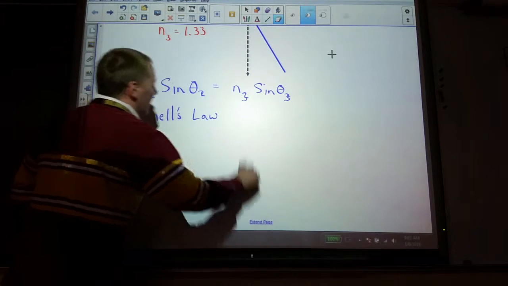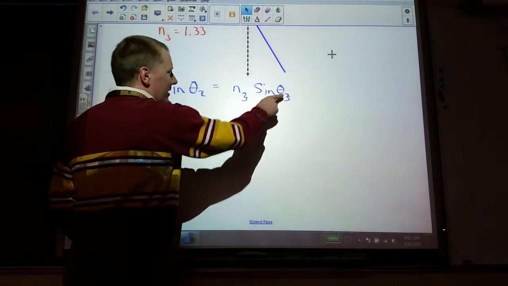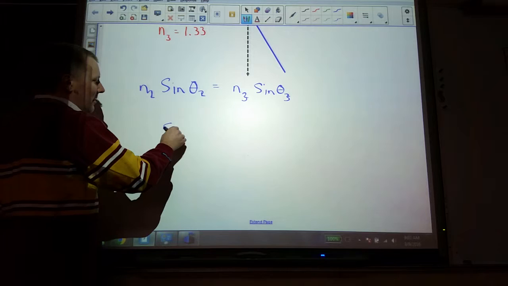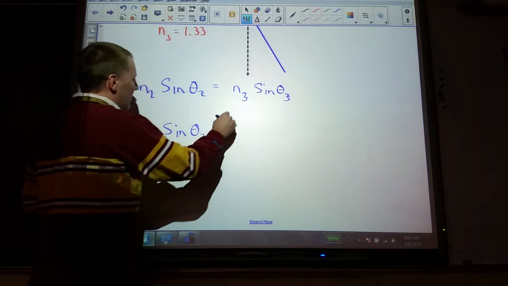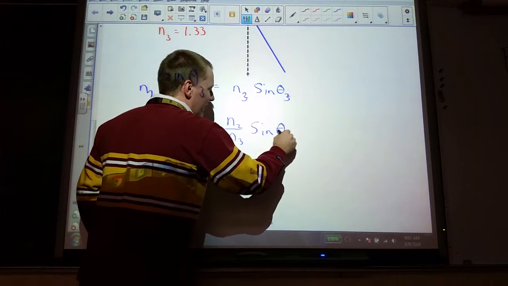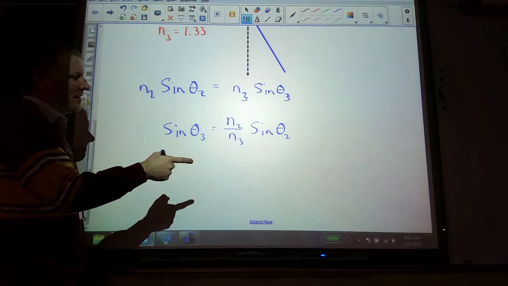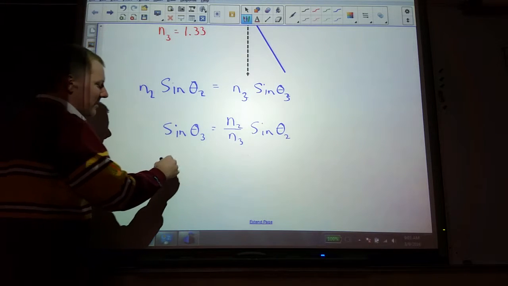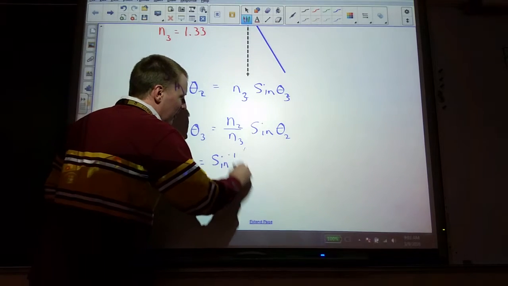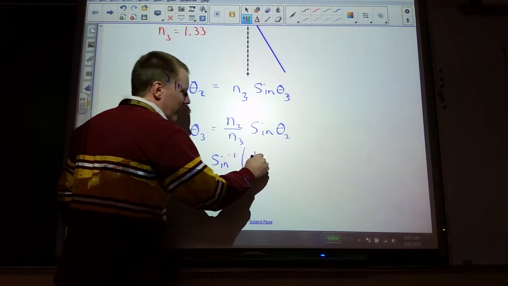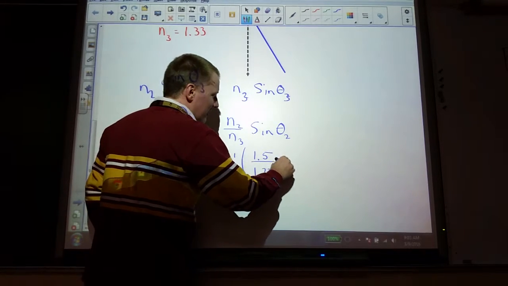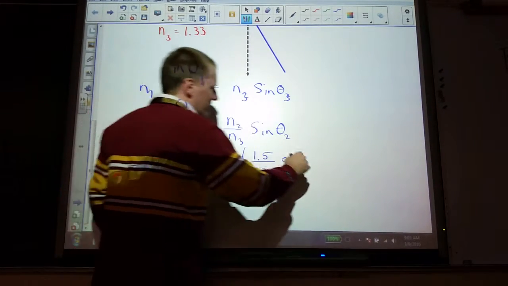Let's see what we get. If I want to find this angle, I'm going to rearrange this. I'll divide both sides by n3, times the sine of my first angle that hits. And then I'll have to take the inverse sine of that. So theta 3 is equal to the inverse sine of N2, which we said was 1.5, over N3, for water 1.33, times the sine of the angle that it hit with, which was 15 degrees.